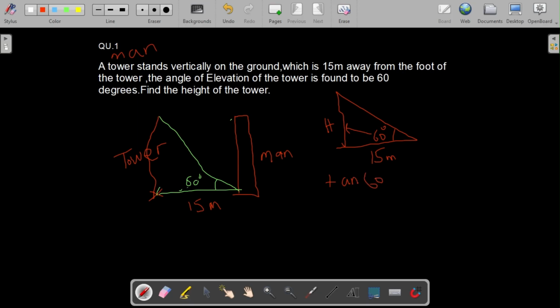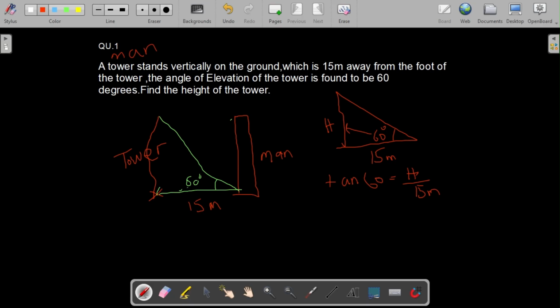Tan 60 equals h over 15. Now, two things. Sometimes some questions require you to leave answers in short form. It's fine. We know tan 60 is what? Root 3. Are you with me? We know tan 60 is what? Root 3. And we are going to leave this in short form.